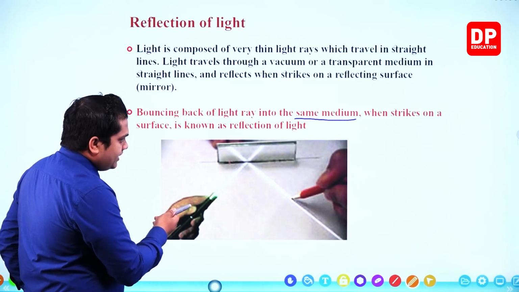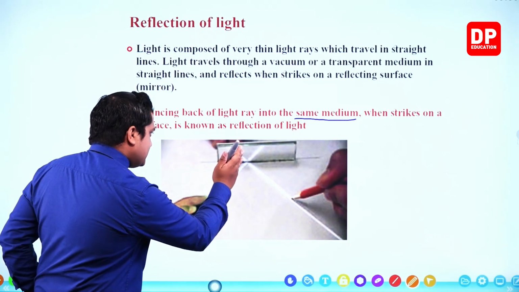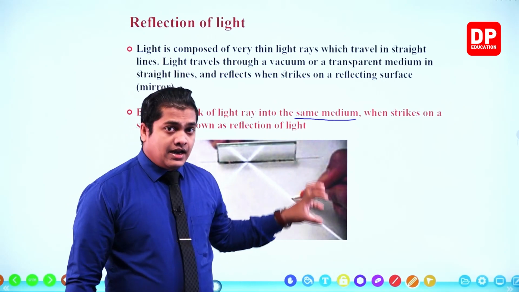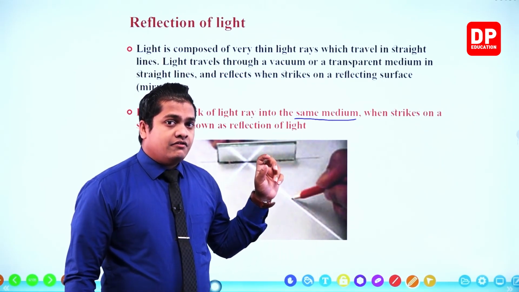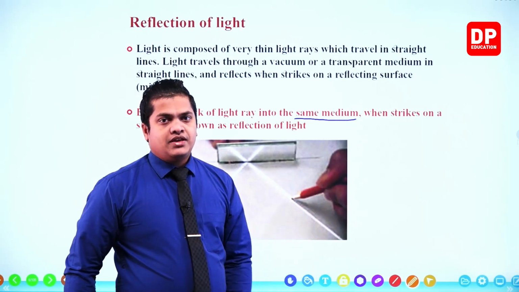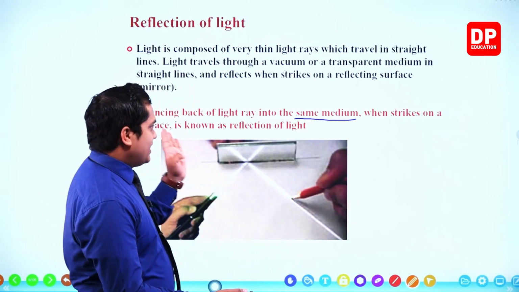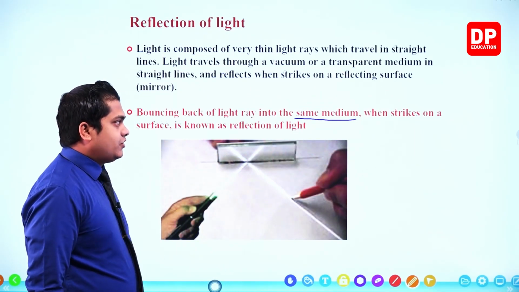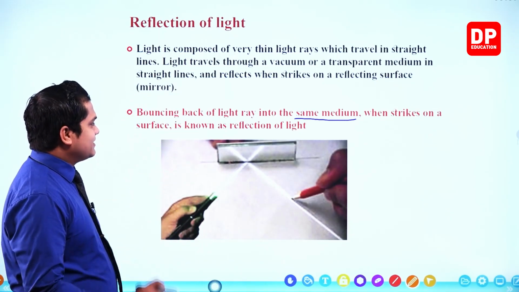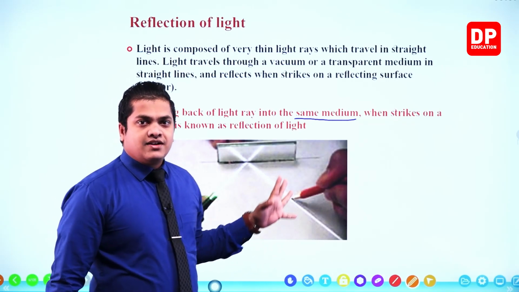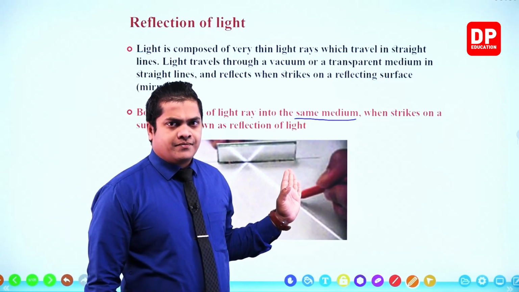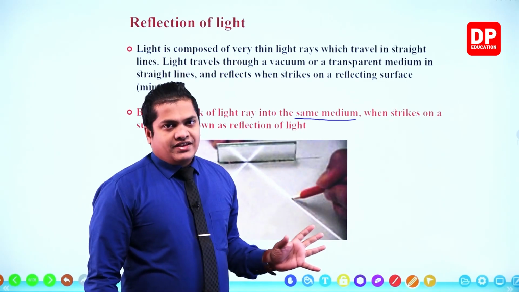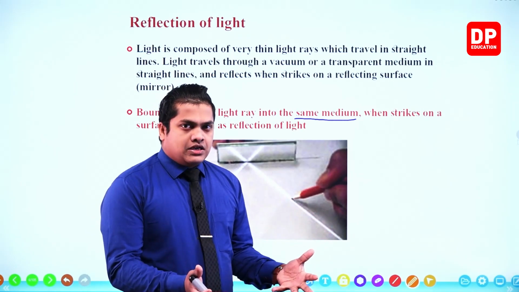When we are directing this, the light rays are going to hit a certain surface and travel back in a different direction. However, that reflected light ray is also traveling within our atmosphere, in our air medium. So bouncing back of light rays into the same medium when they strike a certain object or surface is referred to as the reflection of light. It's pretty simple, my dear children. There's not that much of a big deal here, right? The only thing that differs here is the medium.